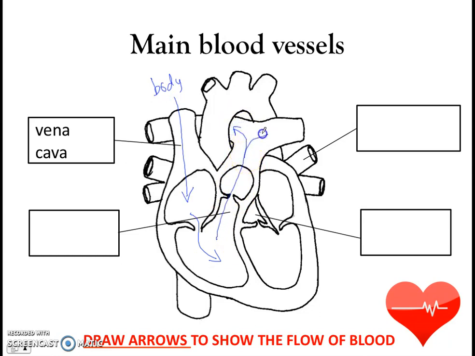This blood vessel here is called the pulmonary artery. If you recall, the pulmonary artery will transport deoxygenated blood out of the heart to the lungs. So from the right ventricle, blood is pumped out of the heart to the lungs.